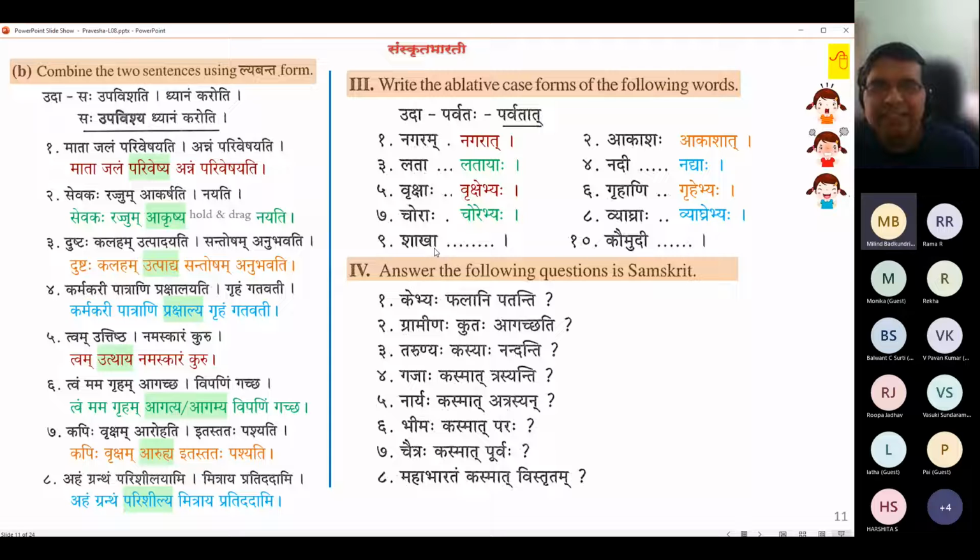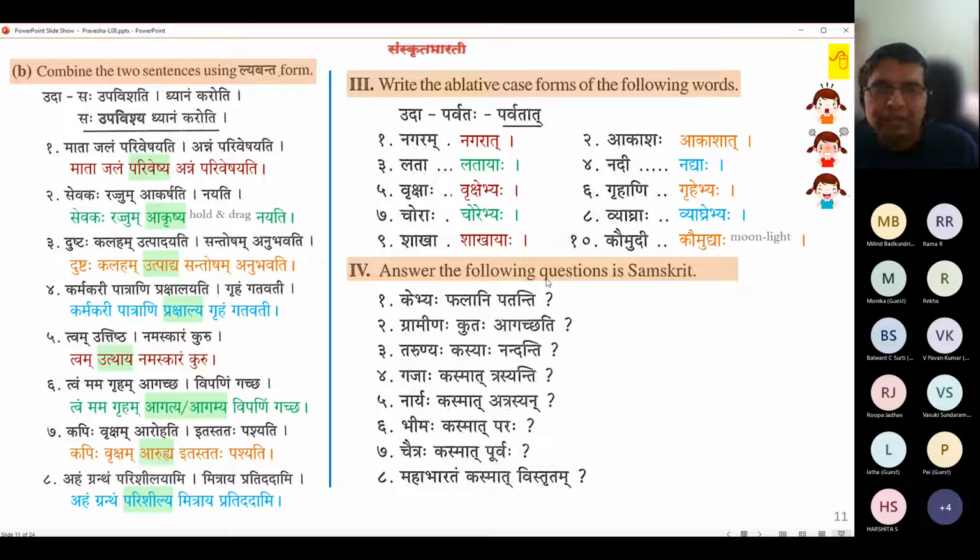Shakha, shakhayaha, from the branch. Kaumudi, kaumudyaha, dirgha, kaumudyaha, from the moonlight. Okay, due to moonlight. Kaumudyaha nandati is due to a type of case. There is only a bhava from Kaumudi. So Kaumudi is not really like a physical source.